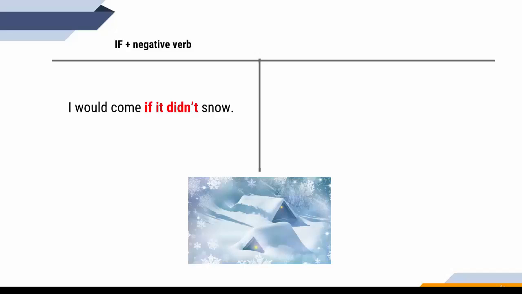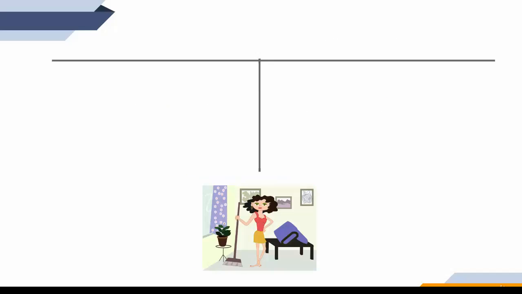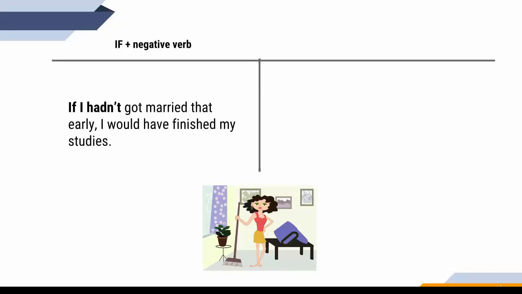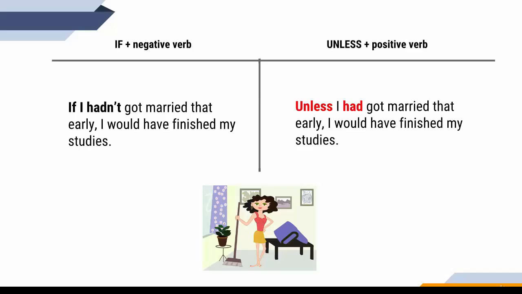Another example. I would come if it didn't snow. If plus negative verb. I would come unless it snowed. Unless plus positive verb. If I hadn't got married that early, I would have finished my studies. Unless I had got married that early, I would have finished my studies.